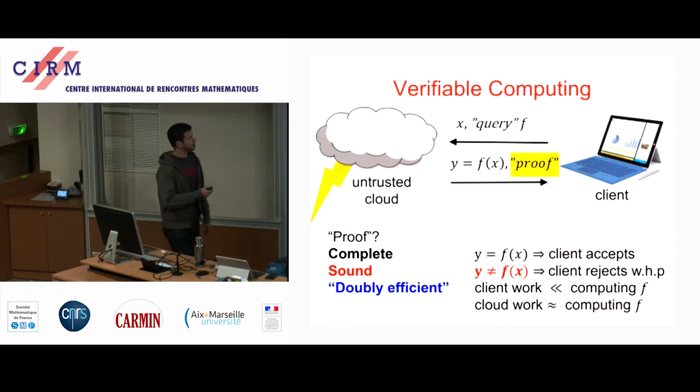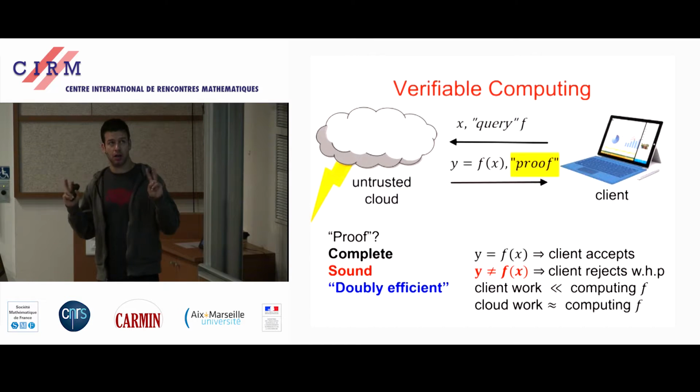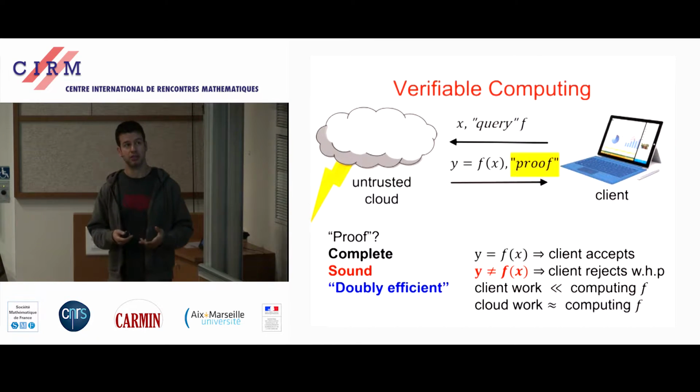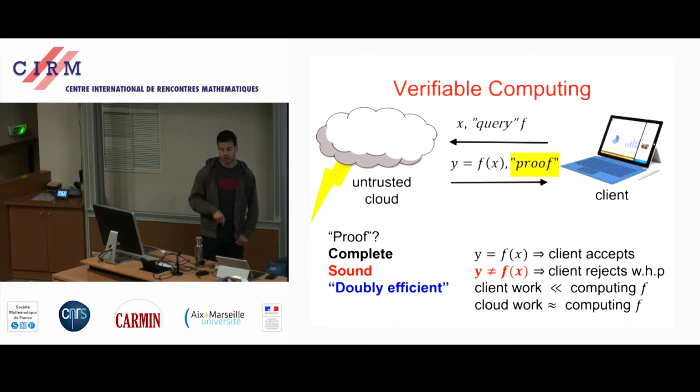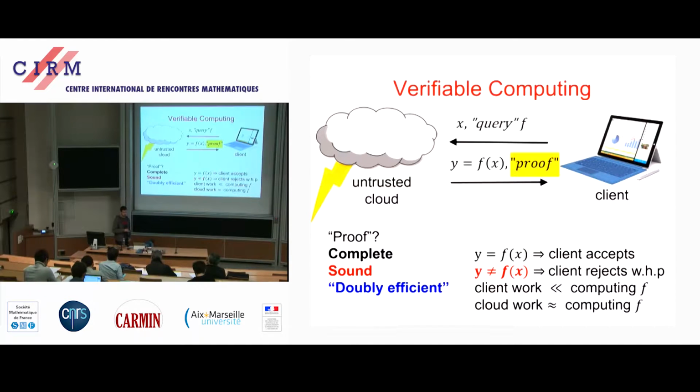So that's what I mean by a proof, what I want from a proof to be convincing. Also, what's really important here is efficiency. The work done by the client to verify this proof should be much, much smaller than the complexity of computing f. Otherwise, what's the point? The client doesn't want to compute f, it doesn't have the resources, so verification should be super efficient. The flip side to that, which often, especially in complexity theory, we don't talk about, is the complexity of generating this proof.